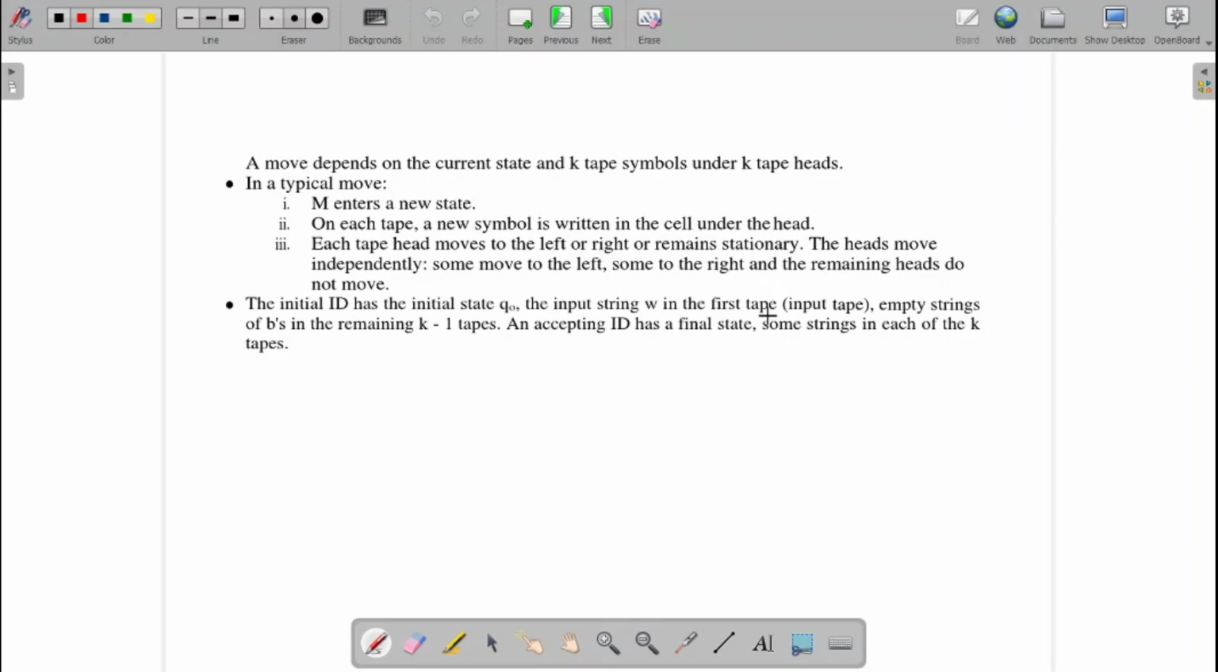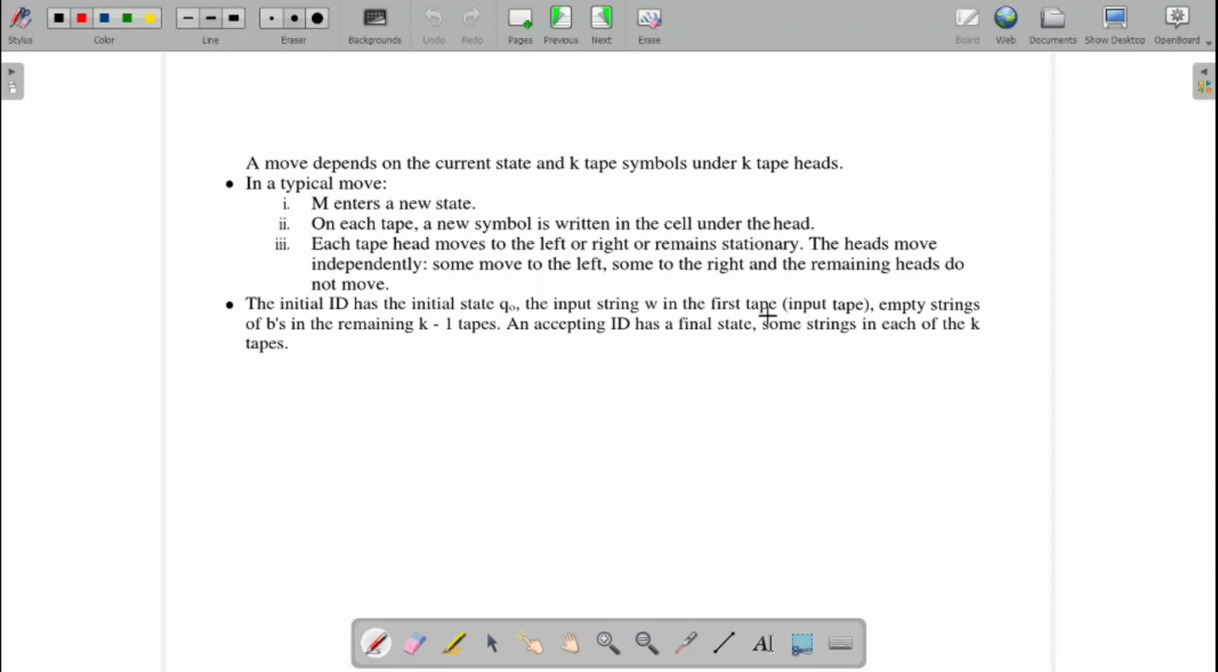A typical move: M may enter into a new state. On each tape a new symbol is written in the cell under the head. Each tape head moves to the left or the right or remains stationary. The head movement is independent. Some can move to the left, some to the right, and some may remain stationary.